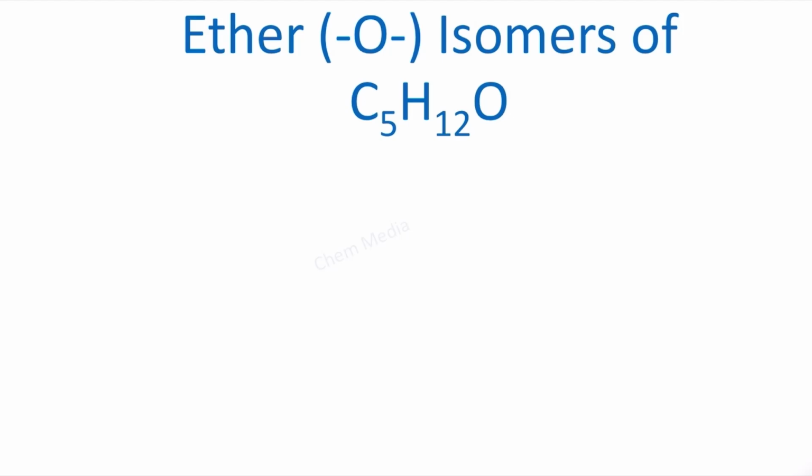In this video, we are going to write down the constitutional isomers of C5H12O with the ether functional group. In a previous video, we wrote down the constitutional isomers of C5H12O with the alcohol functional group. Link is given in the description. As you already know, this is a completely saturated elemental composition with the degree of unsaturation equal to 0.